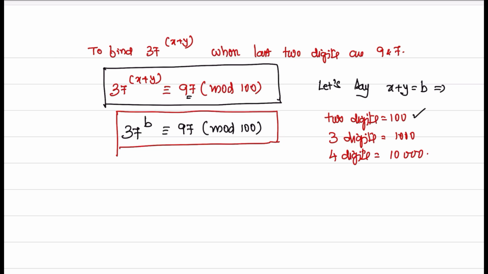37 to the power of b is equal to 97 modulo 100. That means when 37 to the power of b is divided by 100, it should give a remainder of 97. That is the problem. Then we have to find the value of b. Now, let us start. Let b be equal to 1. 37 to the power of 1 is 37. When it is divided by 100, the remainder is 37.